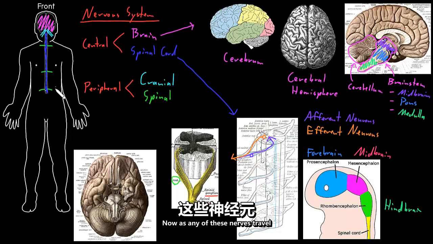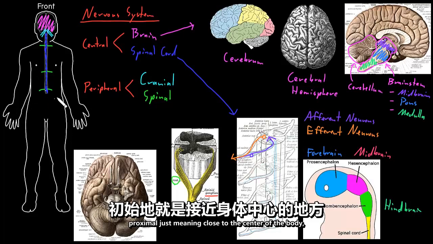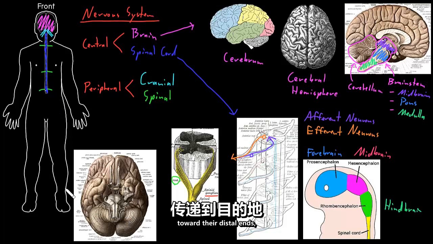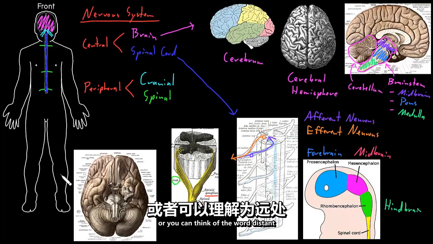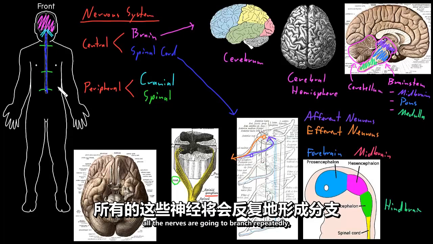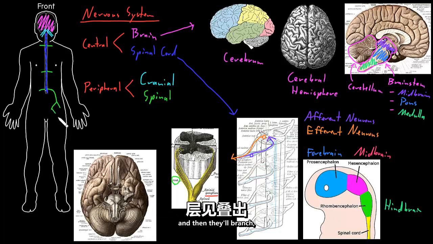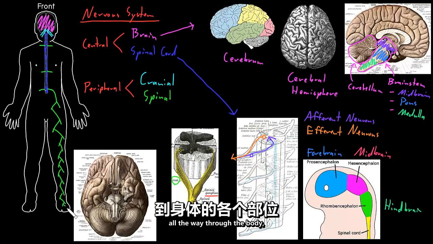Now as any of these nerves travel from their proximal origin, proximal just meaning close to the center of the body, toward their distal ends, the word distal just meaning far away from the center of the body, or you can think of the word distant, all the nerves are going to branch repeatedly. So they're going to branch, and then they'll branch, and then they'll branch again, and they'll just keep branching into tinier and tinier branches, because they have a long way to go and they have to spread all the way out through the body.